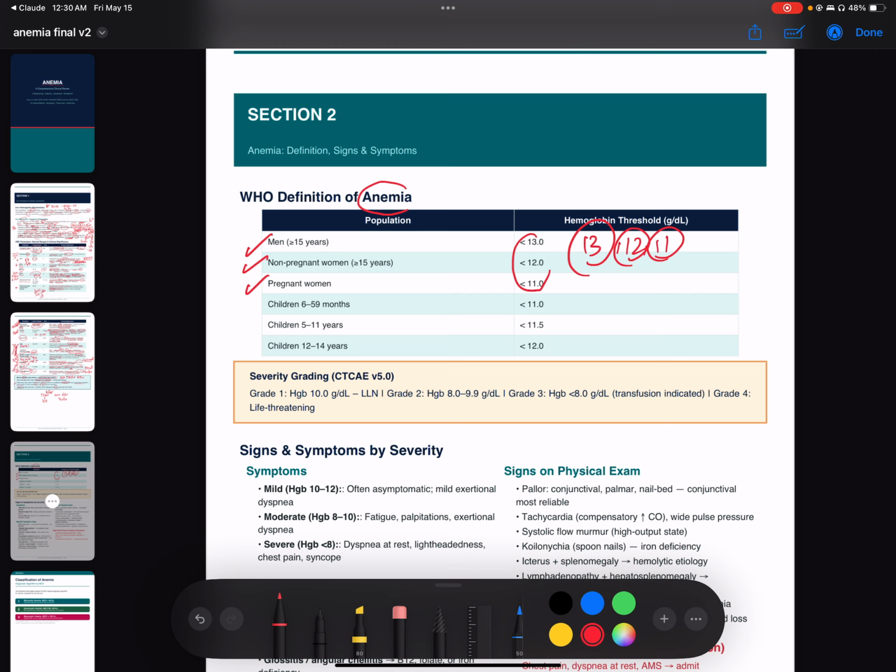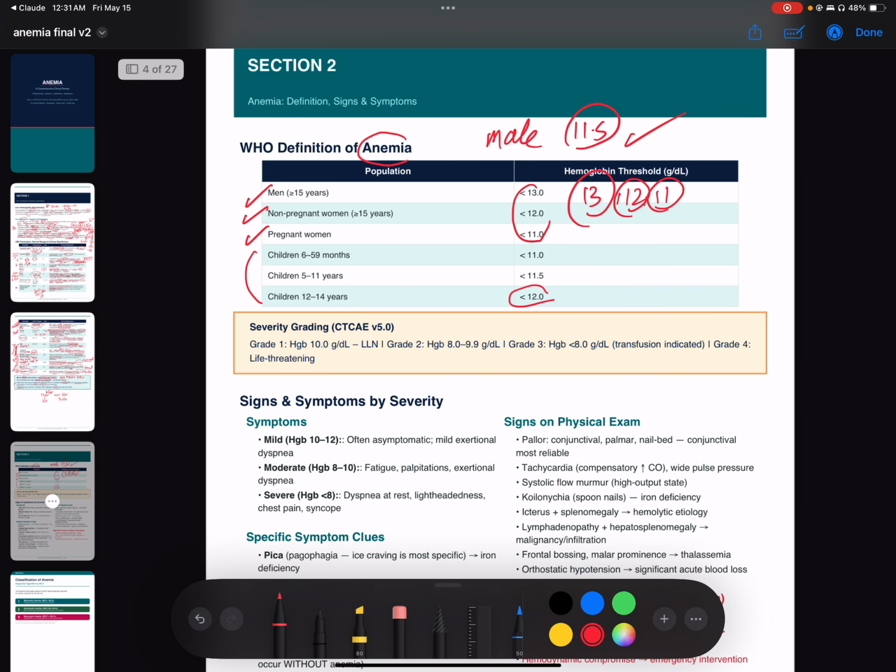And children have a range which is lower than males also. So children up to 59 months with hemoglobin below 11, that's anemia. Between 5 and 11 years, below 11.5; between 12 and 14 years, below 12. So now we diagnose the anemia, right? We found the hemoglobin, we have a male, and the hemoglobin is 11.5, so it's below 13, so that's anemia, right?